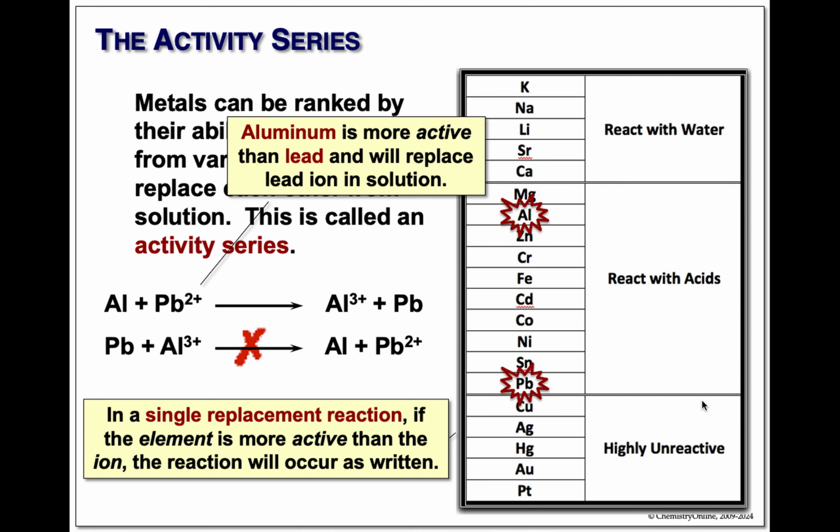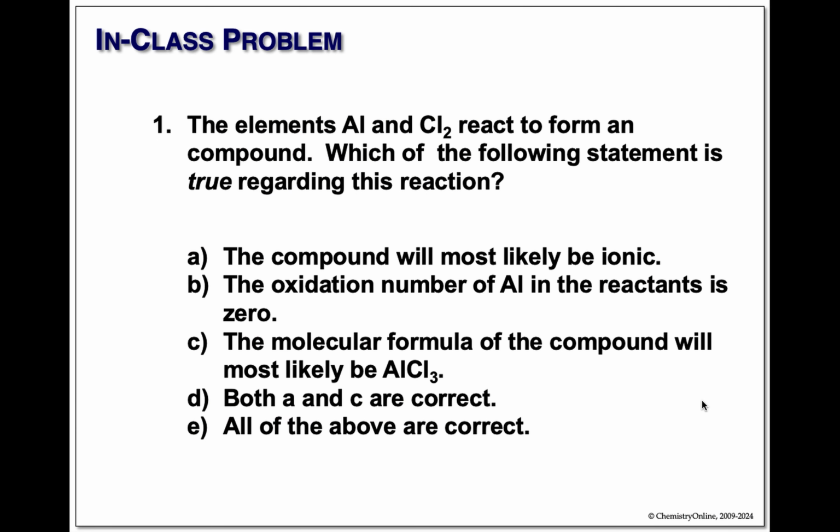All right, let's wind up all of this with 2 or 3 more questions. Aluminum and chlorine react to form a compound. What do you think it is? And which statement is correct? Well, we've seen aluminum and bromine react, haven't we? They form aluminum bromide. This is most likely aluminum chloride. So, compound will be ionic. Of course it will. It's got a metal.